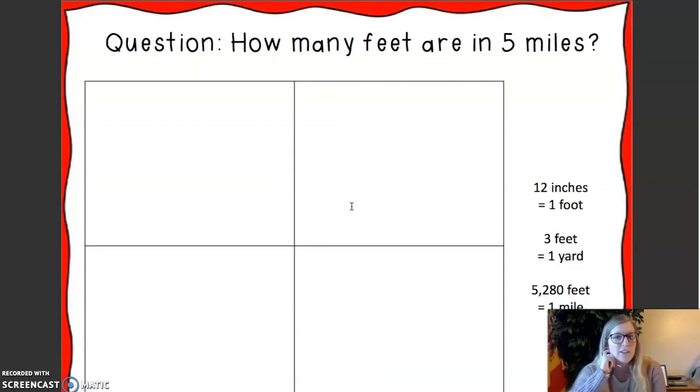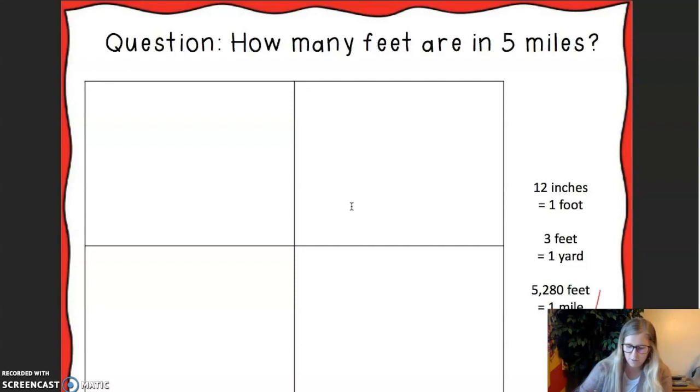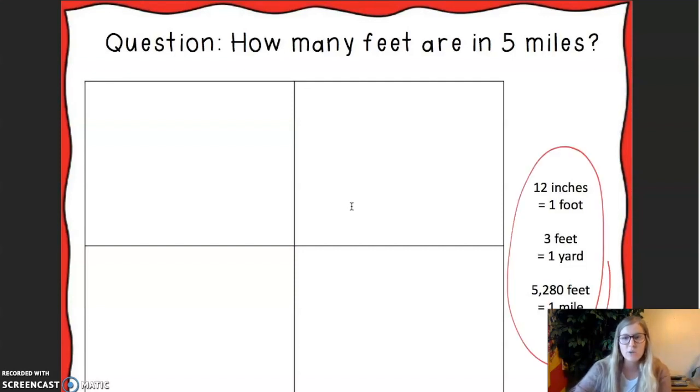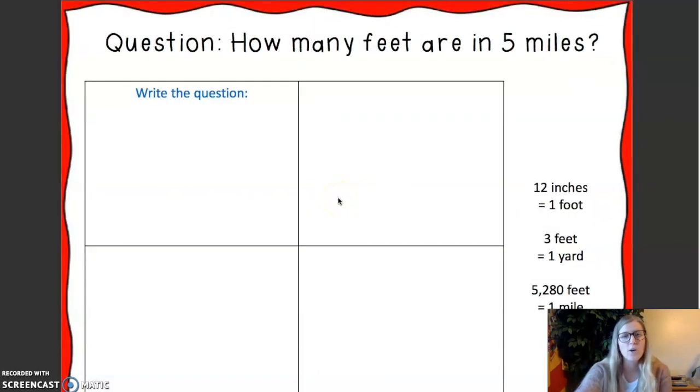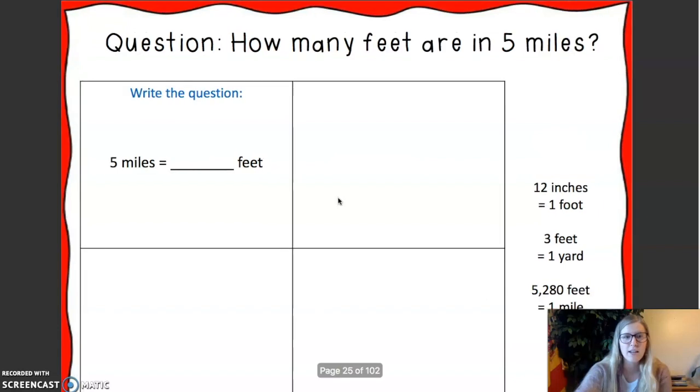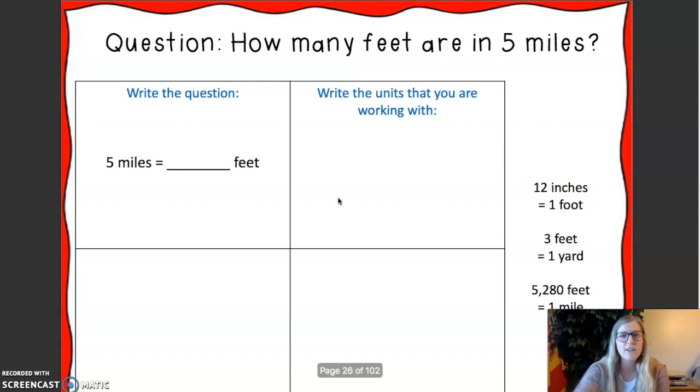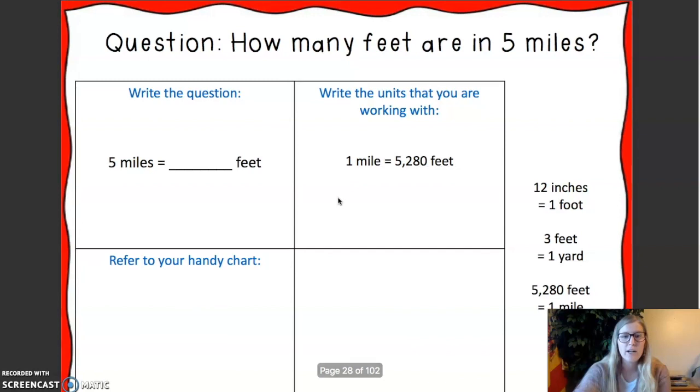So question, how many feet are in 5 miles? And right here, I've got my information that I have memorized down. 12 inches equals a foot, 3 feet equals 1 yard, 5,280 feet equals 1 mile, okay? So the first thing we need to do is write our question. Our question is how many feet are in 5 miles. So I'm going to write it like a problem. 5 miles equals blank feet, okay? My next little area, write the units you're working with. We're working with miles and feet. So I'm going to write 1 mile equals 5,280 feet. Refer to our handy chart.